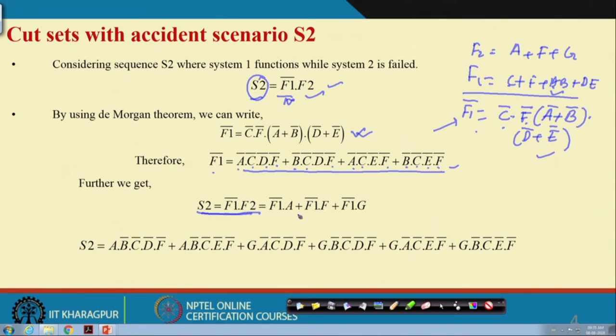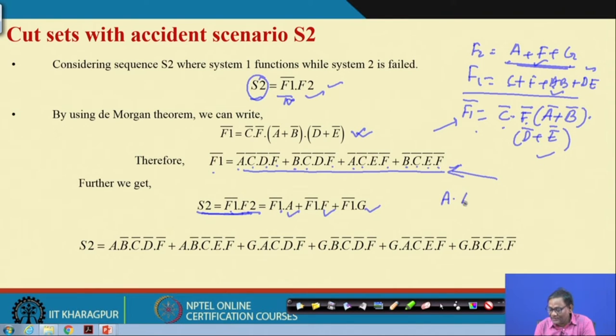So what is F2? F2 is A plus F plus G. So if you write here F1 bar F2, then F1 bar into A plus F1 bar into F plus F1 bar into G. Now you have seen what F1 bar is here. If you multiply A by A bar, what is the value? This will be 0, because A and its complement have no intersection.